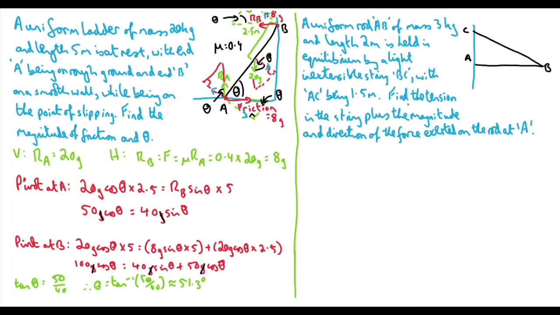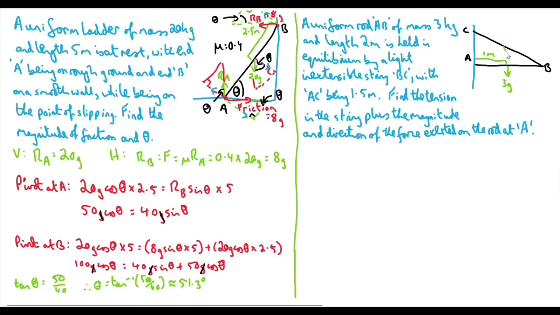Start off with, let's just focus on finding that tension in the string. And if we're going to do that, again, our first step should always be just annotating. So what we can say is, because it's a uniform rod, the weight is going to act in the middle. So this 3 kilograms, which is 3 times gravity for the weight, so 3g is going to act here. This is then a distance of 1 meter, because it's half the 2 meter length.